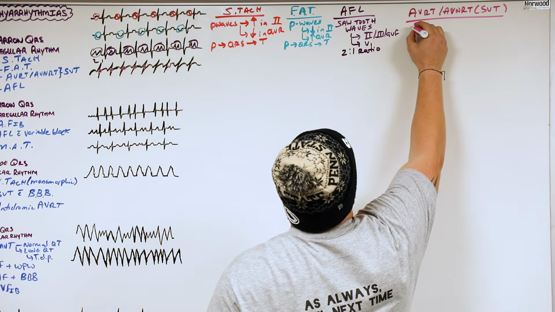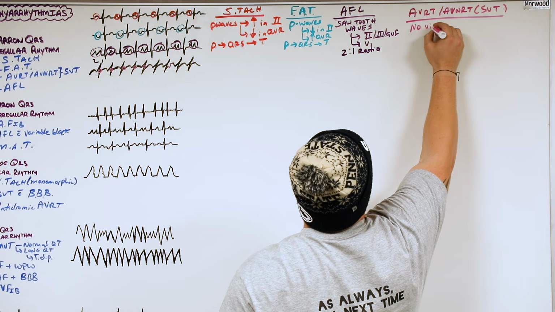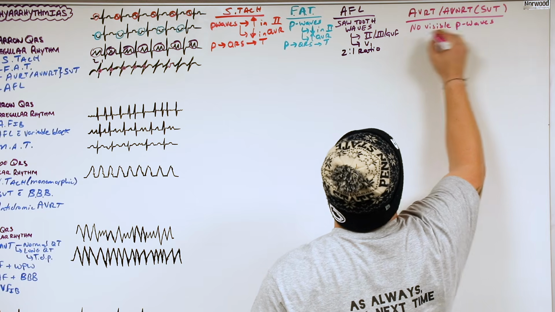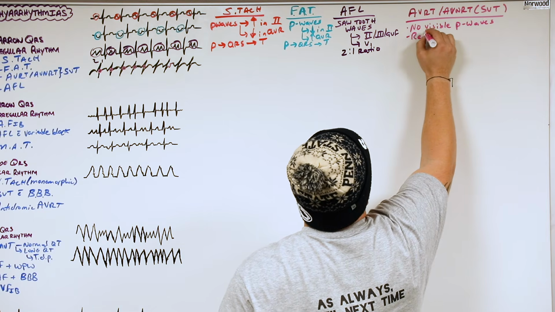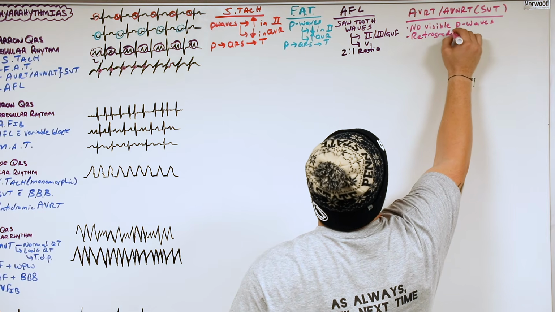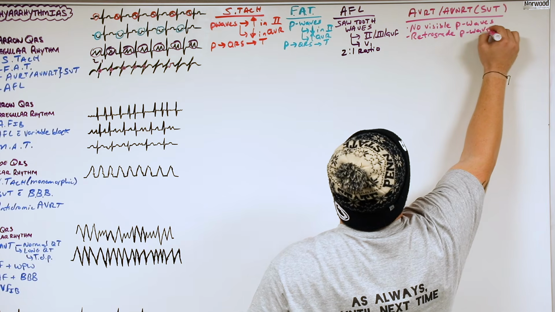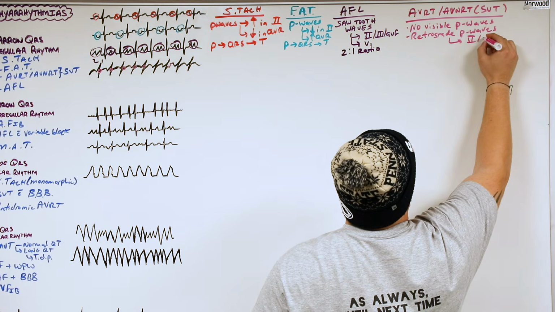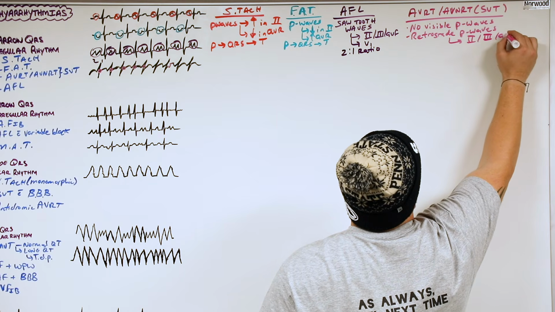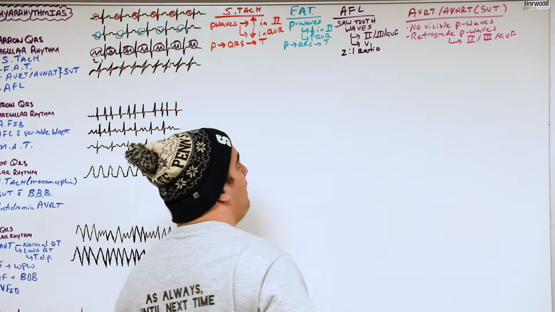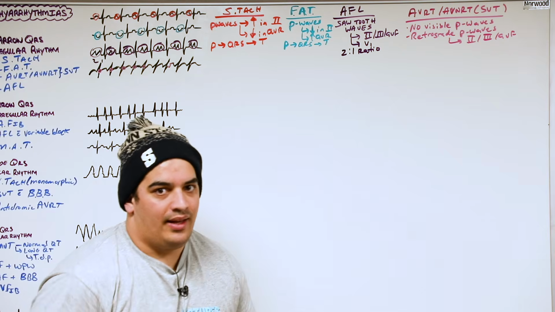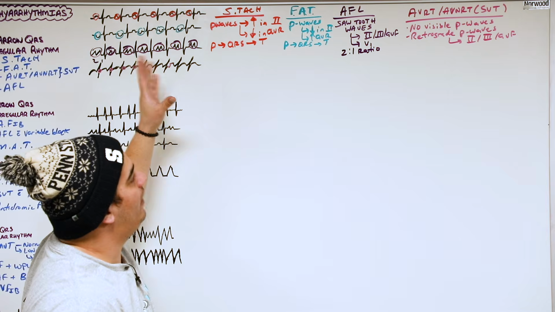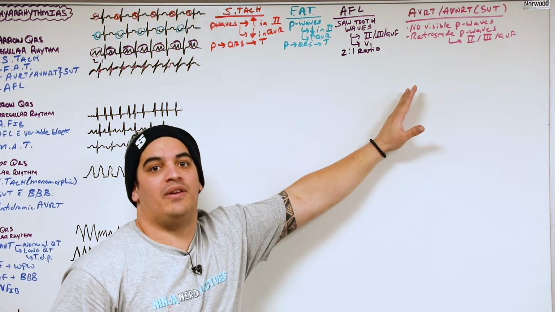Look for either no visible P waves, because they're probably actually hidden within the QRS complex, or if you can, find some retrograde P waves. And if you want to try to find those retrograde P waves, usually they're best seen in the same leads that you see for atrial flutter, 2, 3, and AVF. Okay? So that's the big thing that you guys want to be looking for when you're talking about narrow, regular. How do I figure it out? Go through these steps, figure out which one it is.